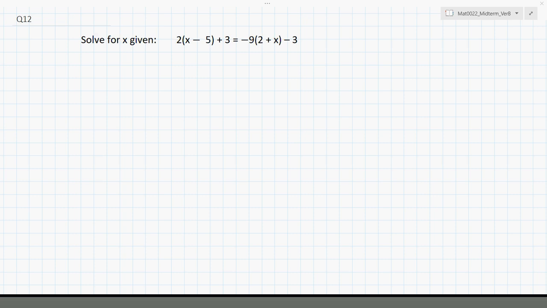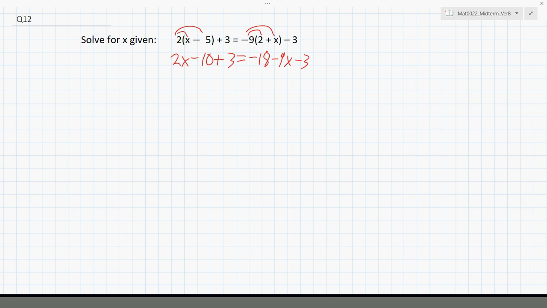For number 12, we're going to do a solve for x given, which means I need to distribute out the numbers first, and then we're going to use reverse PEMDAS to bring the x to one side of the equation and all the rest of the numbers to the other side. Start with our distribution, because that'll give us our true numbers. So we'll do 2 times x, which will be 2x, 2 times a negative 5, which would be minus 10, plus 3 equals, and then we're going to do it again, negative 9 times positive 2 will make it negative 18, and then negative 9 times x, that'll be negative 9x minus 3, and this will be our 3 different number sets.